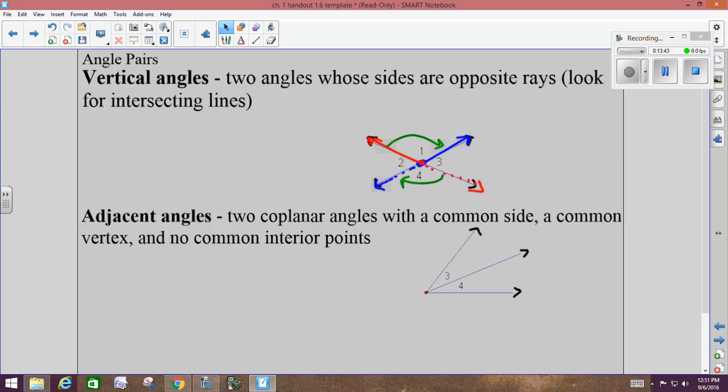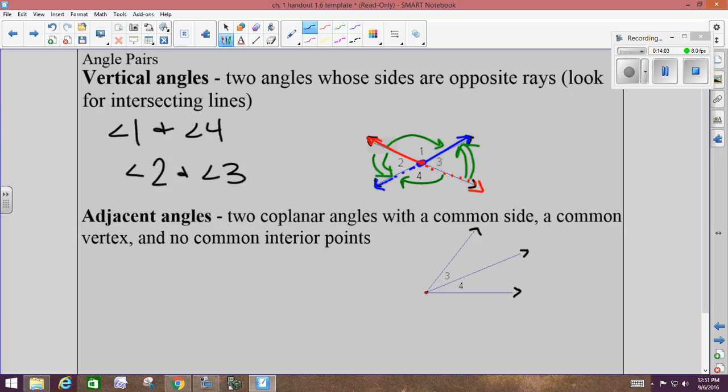Same thing here with 2. 2 is formed by red and blue dotted. And 3 is formed by the rest of blue and then red dotted. So 2 and 3 are another pair of vertical angles. Vertical doesn't necessarily mean up and down. It kind of means that they're across from each other. If you didn't mark them, list which pairs are vertical angles. 1 and 4, 2 and 3. And your helpful hint is to look for intersecting lines. Where you have lines intersecting, you should have vertical angles, because opposite rays form lines.